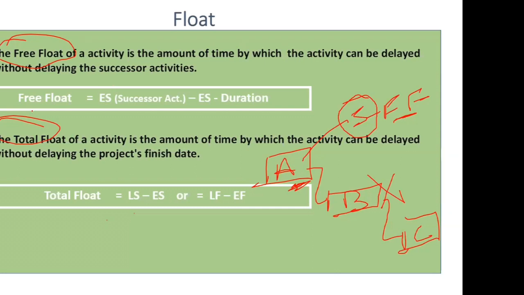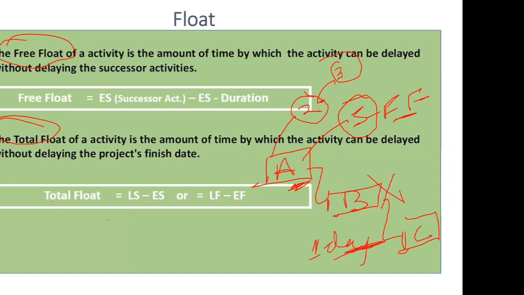Now, what is the meaning of total float? Let's suppose this activity A has total float equal to 2. So the total float of an activity is the amount of time by which the activity can be delayed without delaying the overall project finish date. That means if you are delaying this activity A 2 days, nothing is happening to the overall finish date of your project. But if you delay this activity 1 more day, that means 3 days, your project is going to get delayed 1 day.